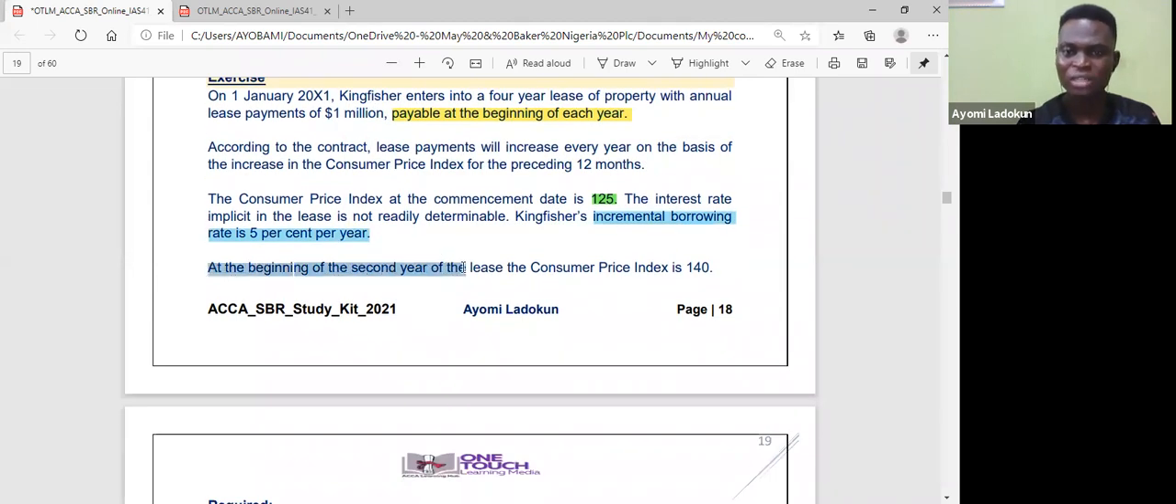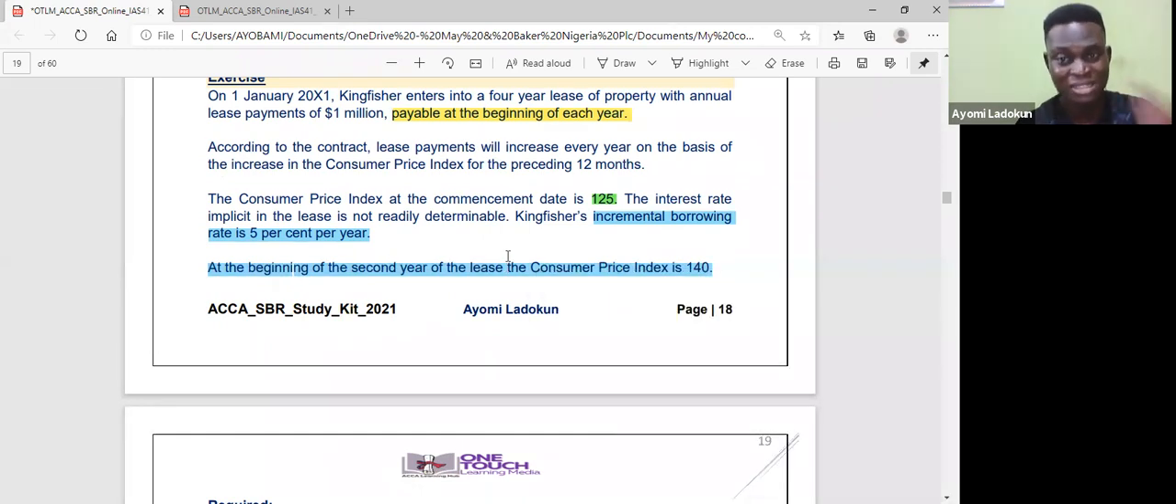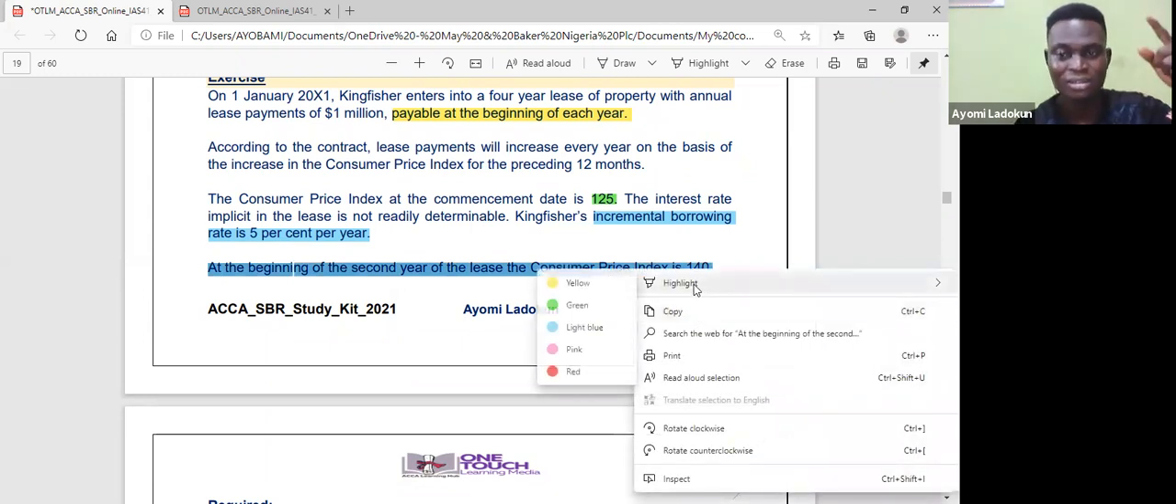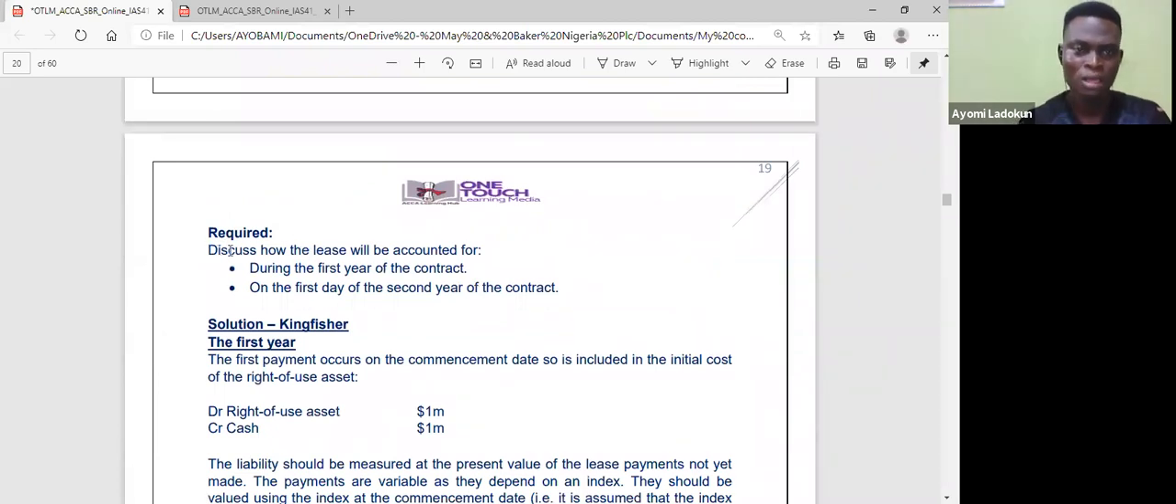At the beginning of the 2nd year of the lease, the consumer price index is 140. Oh, so it has actually increased. So that means I need to reassess my lease liability in the 2nd year. Okay, so how do I do that? We're going to find out. Required: discuss how the lease will be accounted for during the 1st year of the contract. My class, you should be able to do this. The year 1, you should be able to do it. The only one you may not be able to do is the 1st day of the 2nd year, but it's also very simple.